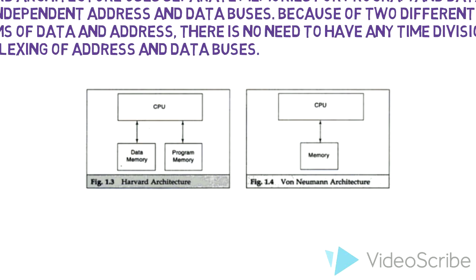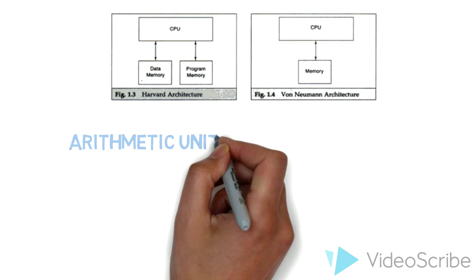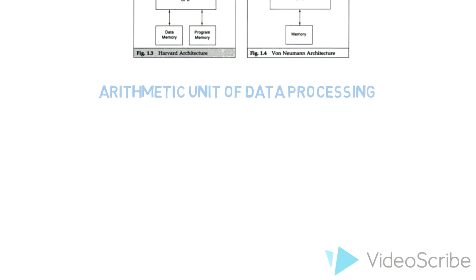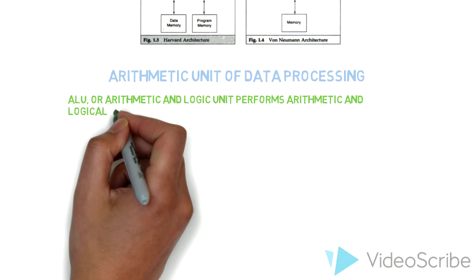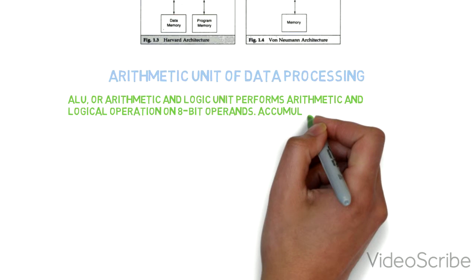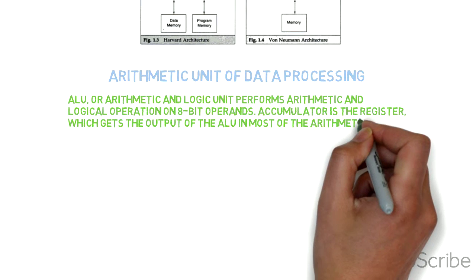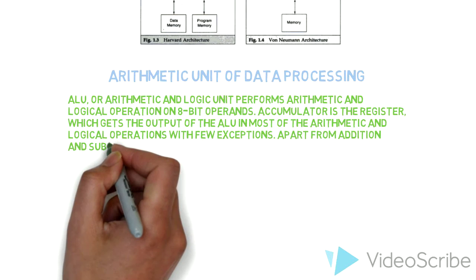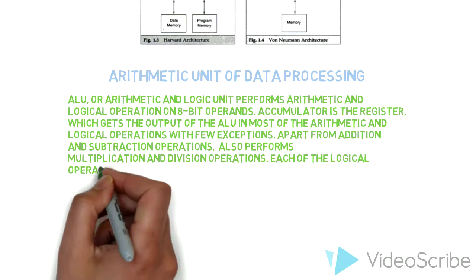Now let's talk about the arithmetic unit for data processing. But first, here is a picture of the Harvard and von Neumann architectures. The ALU or arithmetic and logic unit performs arithmetic and logical operations on 8-bit operands. The accumulator is the register which gets the output of the ALU in most of the arithmetic and logical operations, with few exceptions, apart from addition and subtraction operations. It also performs multiplication and division operations.